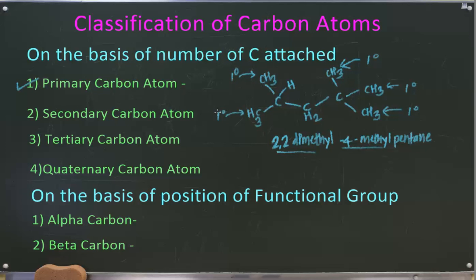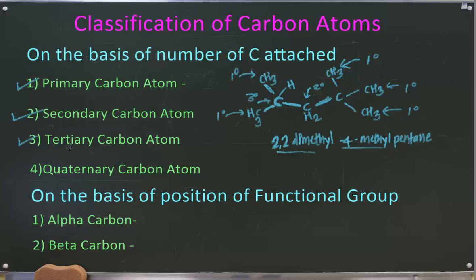Okay, now let us try to understand what a secondary carbon atom is. A secondary carbon atom is the carbon which is attached to two carbon atoms. For example, the carbon over here is a secondary carbon atom since it is attached to two other carbon atoms. Similarly, a tertiary carbon atom is the carbon atom which is attached to three other carbon atoms. Therefore, this carbon over here, since it is attached to three other carbon atoms, is a tertiary carbon atom.